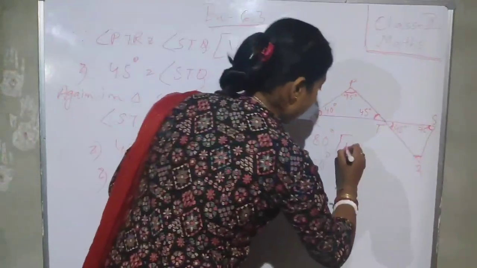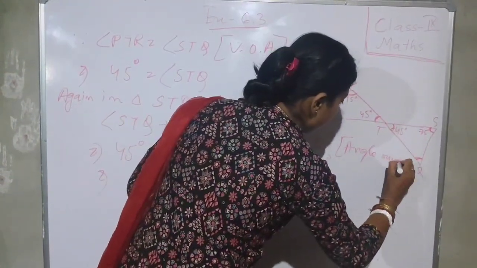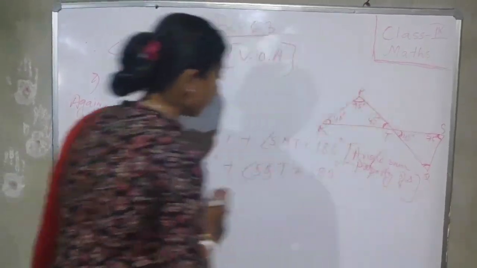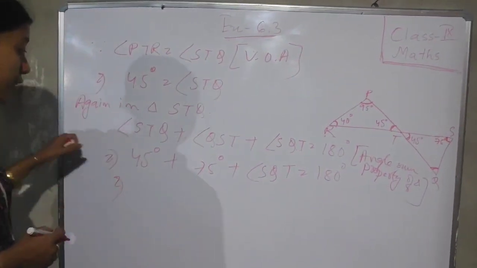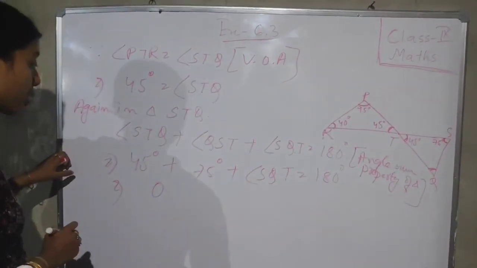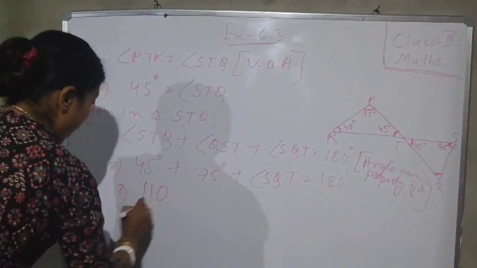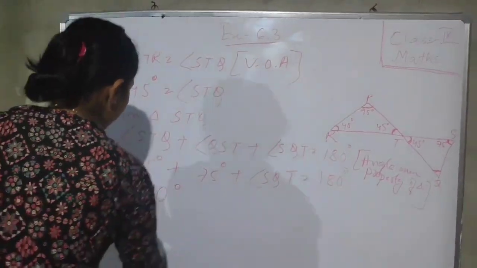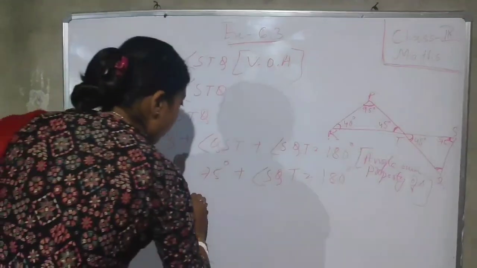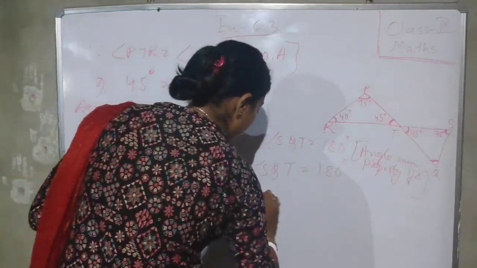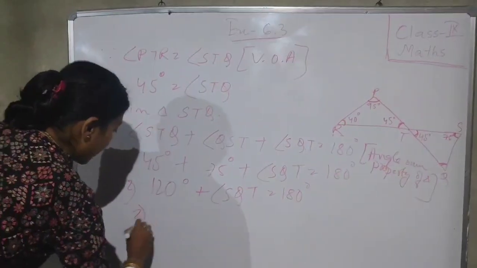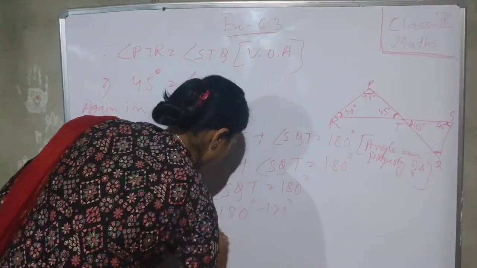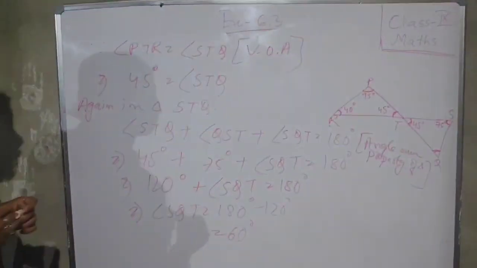This is also the angle sum property of a triangle. So 45 plus 75 is 120. So 120 plus SQT equal to 180 degrees. So angle SQT will be equal to 180 degrees minus 120 degrees, which is 60 degrees. So your angle SQT is 60 degrees.